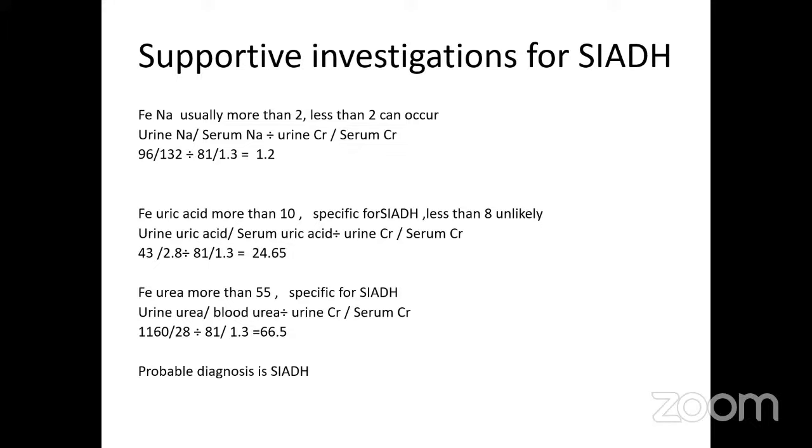So we go for more reliable parameters like FE uric acid. More than 10 is specific for SIADH. Less than 8, it is unlikely. The formula again is, instead of sodium, you are substituting uric acid: urine uric acid by serum uric acid divided by urine creatinine by serum creatinine.